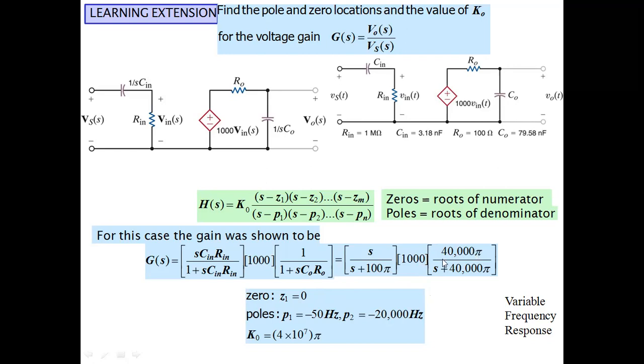If you see, they are multiplying with 0, so there will be no 0. You will not get any 0, so you can take the zeros as 0. If you solve for the numerator, S plus 100 pi equal to 0. Another equation, S plus 40,000 pi, that will be equal to 0. You will get poles, that will be P1 equal to minus 50 and P2 equal to minus 20,000 hertz. So here we get the poles and zeros for this given network.